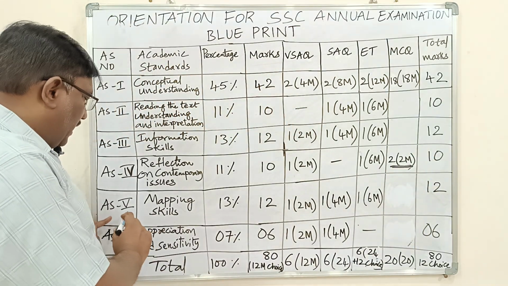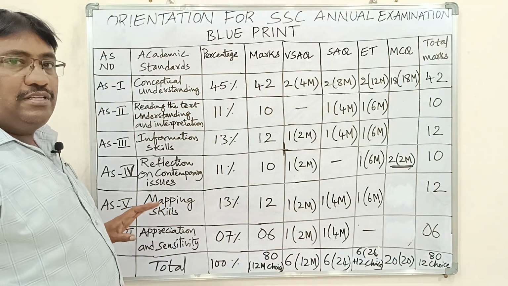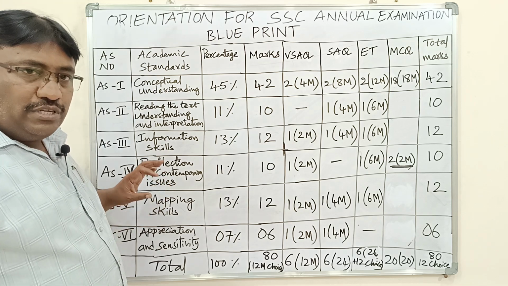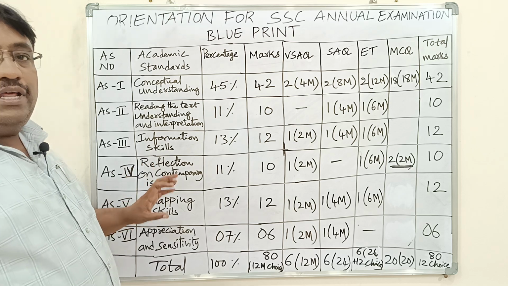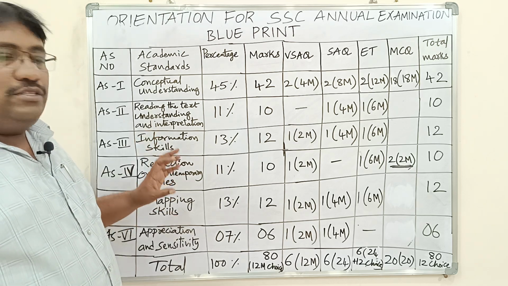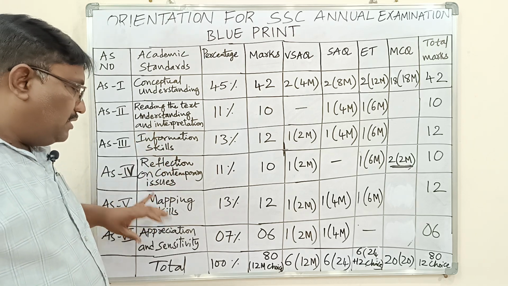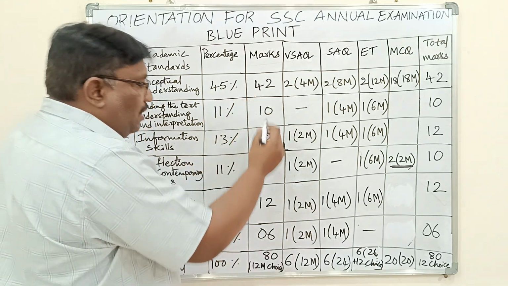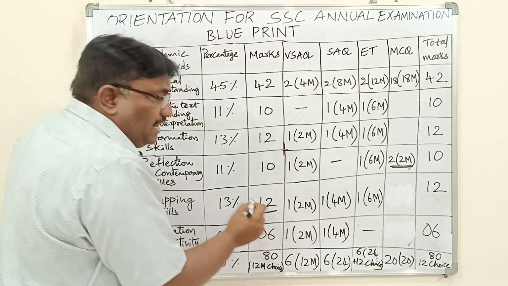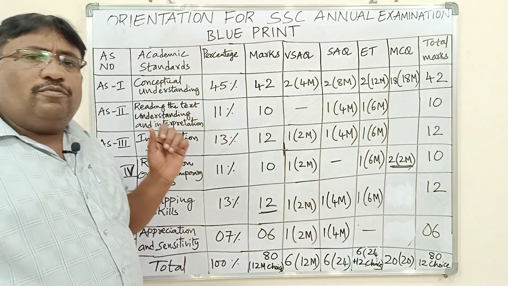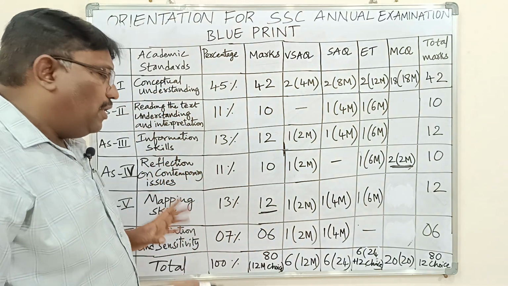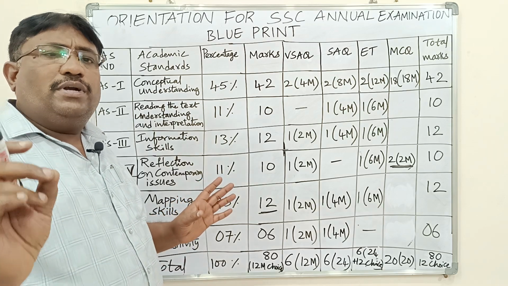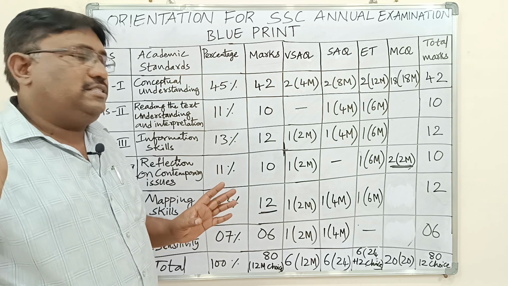Next, coming to the fifth academic standard, mapping skills. This is also one of the most important academic standards in our social studies, because map pointing, map drawing and map reading are all the important skills under mapping skills. We have the percentage of 13%, that is, marks allotted are 12 marks. And in this academic standard, every child can score very good marks, because it is a matter of only map drawing and map pointing, which can be done only with thorough practice.